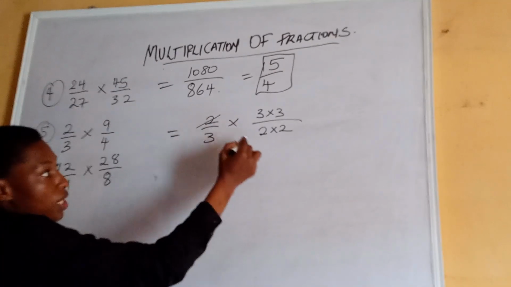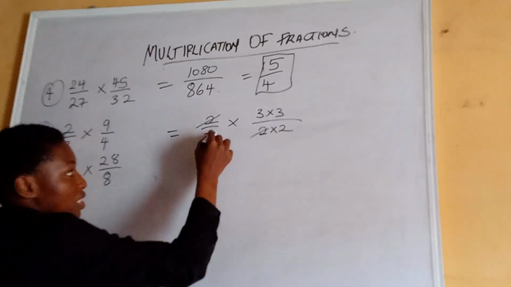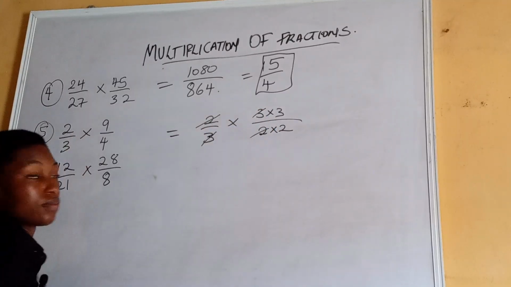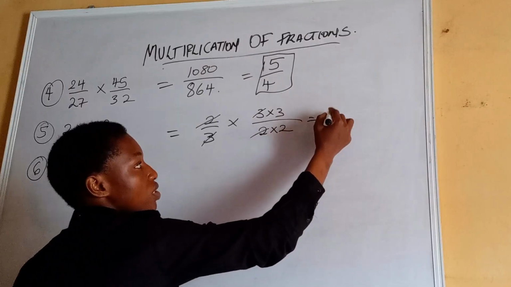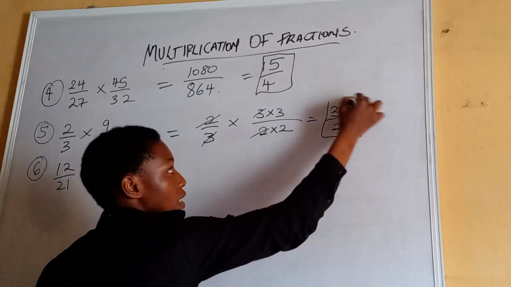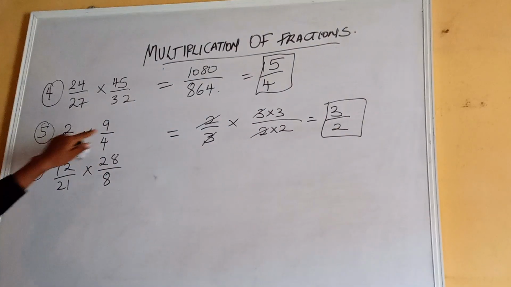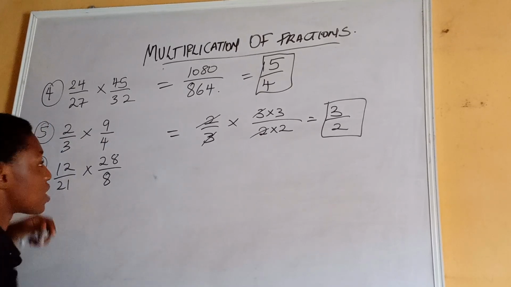Now 2 here will cancel 2. 2 divided by 2 is 1. 3 here will cancel 3. 3 divided by 3 is 1. So you are left with 3 over 2, and this is your answer. Then mind you, if you had multiplied it together, let's do it so that you will see that we arrive at the same answer.